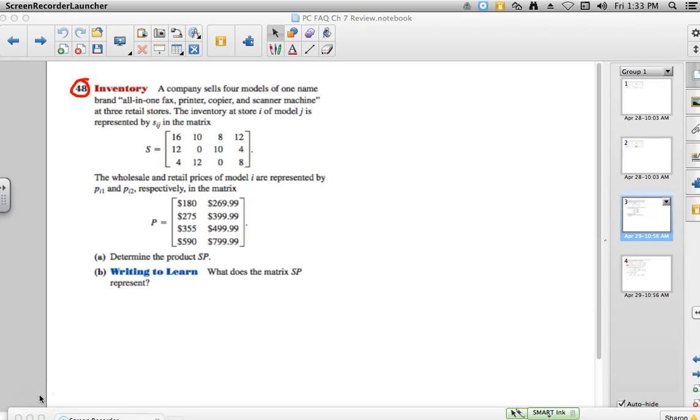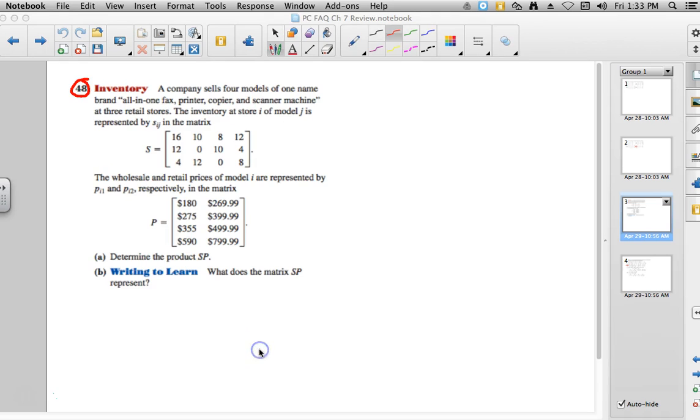These are the frequently asked questions for the pre-calculus review of Chapter 7. Starting with number 48 here, it says we have an inventory. A company sells 4 models of one name brand all-in-one fax, printer, copier, and scanner machine at 3 retail stores.